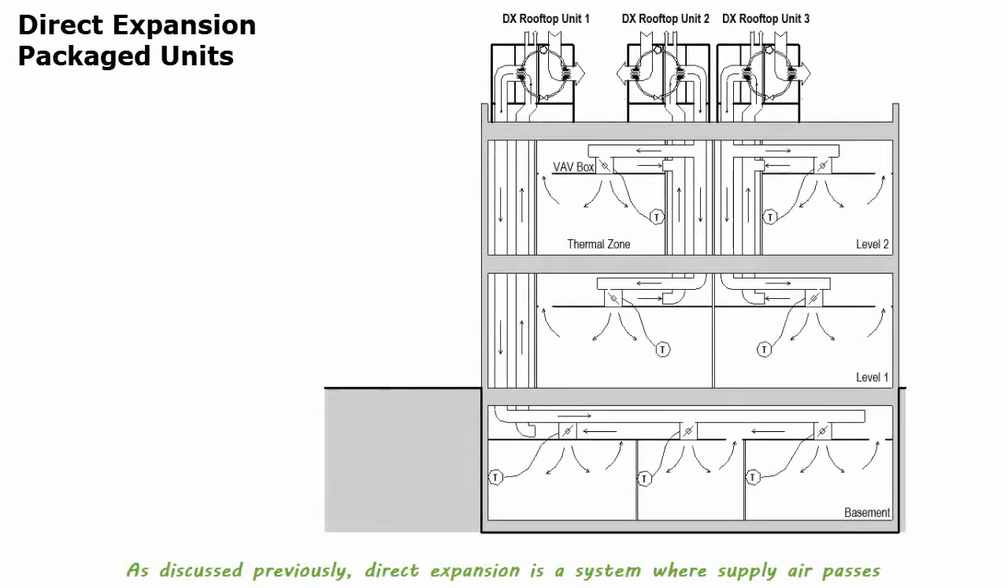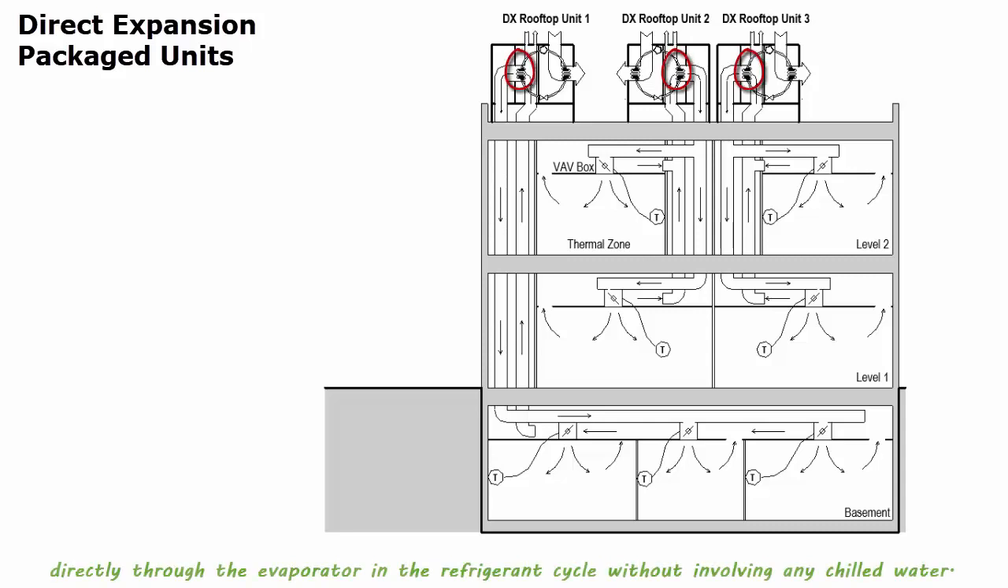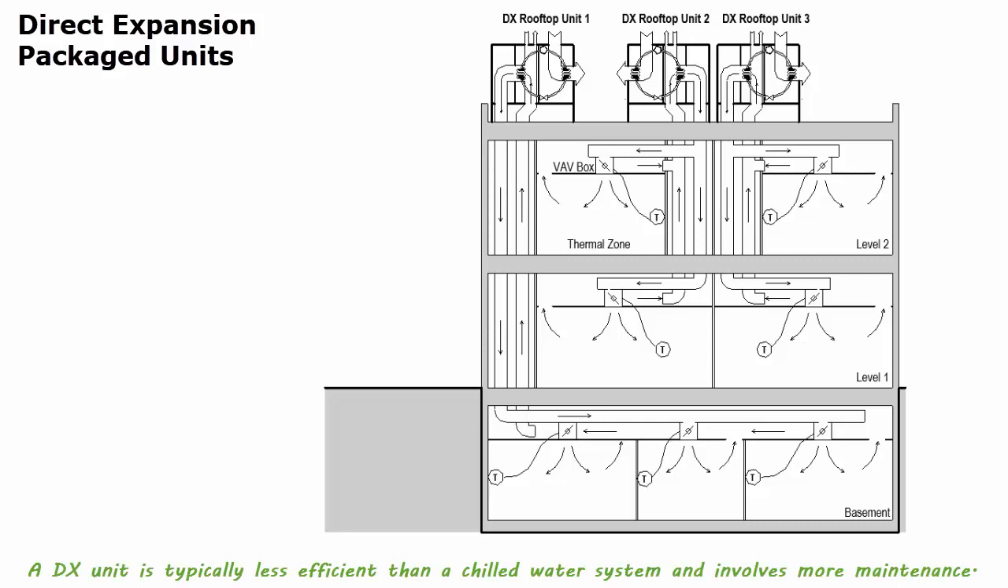As discussed previously, direct expansion is a system where supply air passes directly through the evaporator in the refrigerant cycle without involving any chilled water. A DX unit is typically less efficient than a chilled water system and involves more maintenance. They are usually used for smaller buildings.